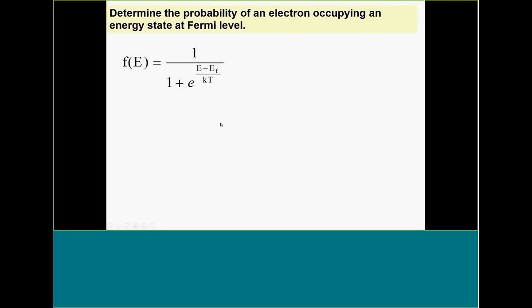Okay, now let's calculate this. Determine the probability of an electron occupying an energy state at the Fermi level. So our E here now is going to be EF. So what is the probability now? E minus EF, of course, this value is going to be 0. e to the power of 0 is 1, isn't it? So we get one half. So the probability of an electron occupying an energy state at the Fermi level is one half.